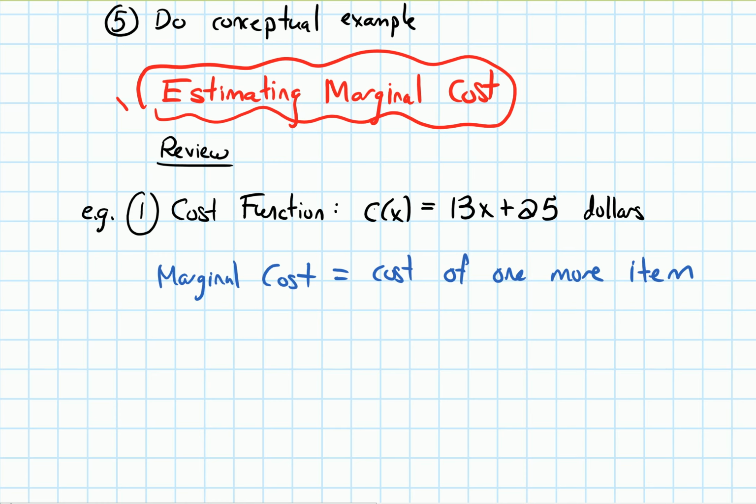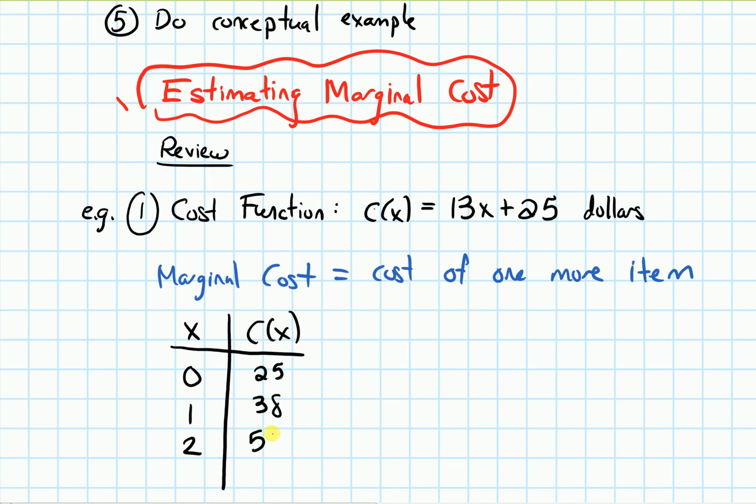So if we want to find the marginal cost, there are a couple of ways that we can look at it. We have a shortcut for a linear function, which involves looking at the slope, but I want to talk briefly about why that works. So I'm going to make a table of values where I keep track of x and c of x, the number of items and the cost of selling that number of items. If x is 0, I get 25. If x is 1, then I get 13 plus 25, which is 38. If x is 2, I get 26 plus 25, which is 51. And if I plug in 3, we'll get 64.